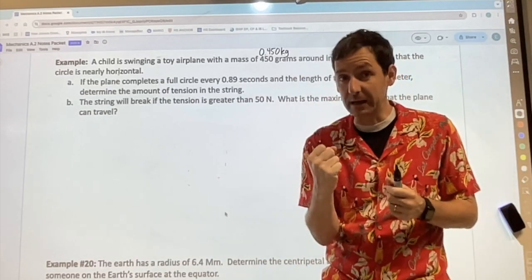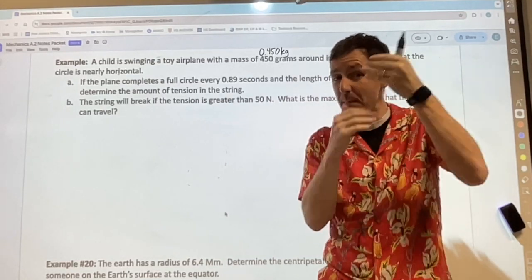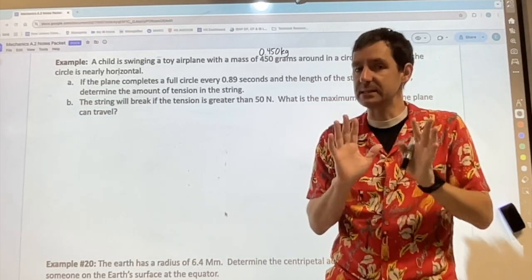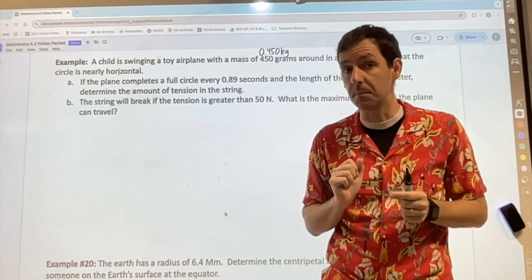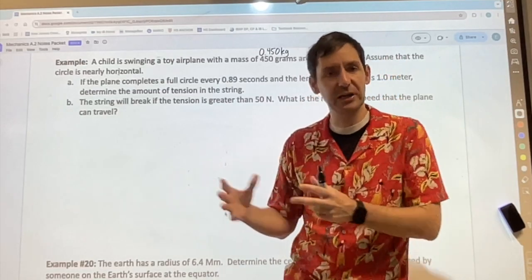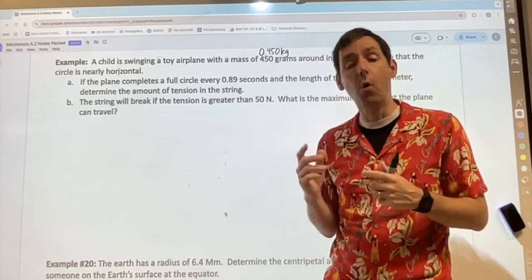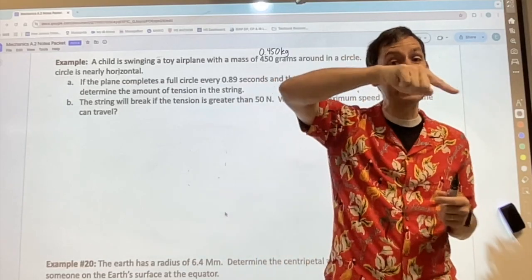Because gravity's pulling down, the string has to pull up just a little bit to balance gravity. However, in this situation, we're going to say it's nearly horizontal, so we're not going to worry about the vertical forces at all. In a later question, you may be asked to consider that situation more like what we saw in class with the minion that was swinging around at an angle.